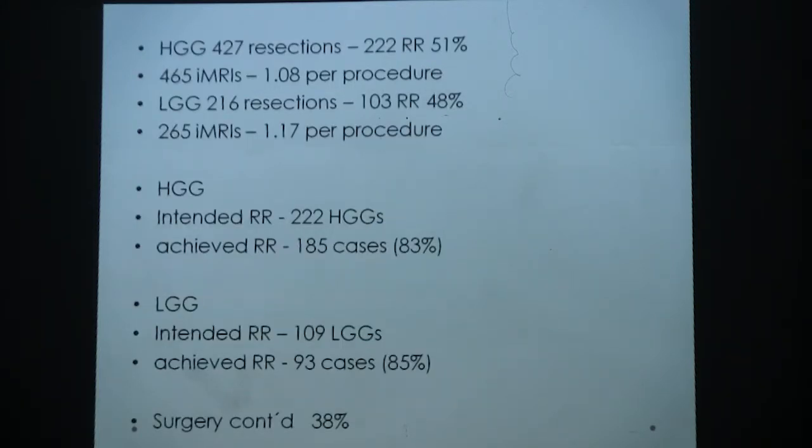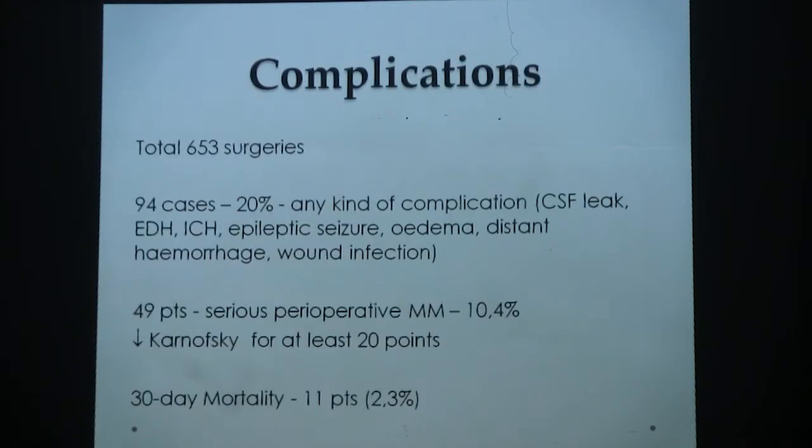So what were the results, what we did achieve, and what were the complications, which is most important? In both high grades and low grades, we achieved radical, but true radical resection in half of the patients, which I think is rather nice and rather successful. Where we intended to perform radical resection, we evaluated this in advance, it was 83–85%. And we continued surgery in 38% of cases. It means that in 38% of cases, the original resection was not really enough.